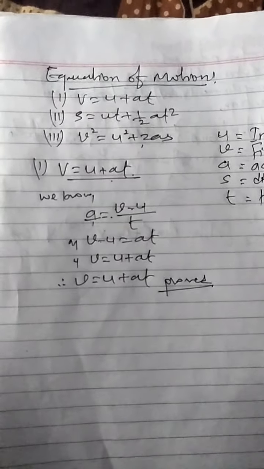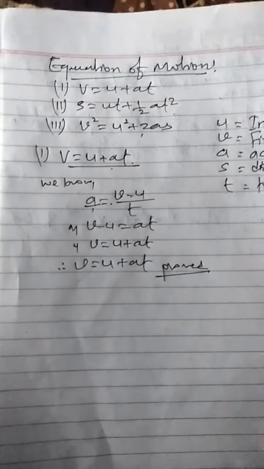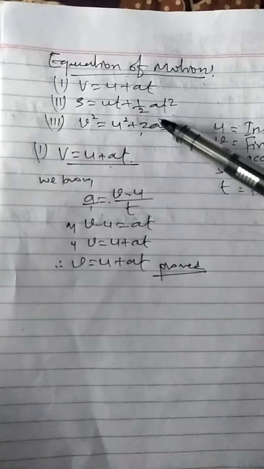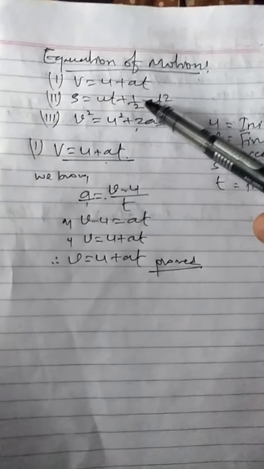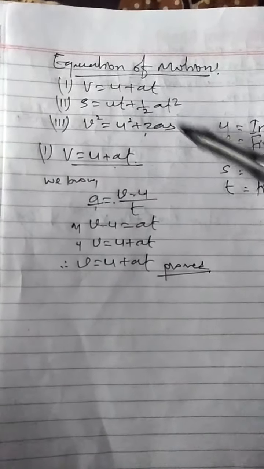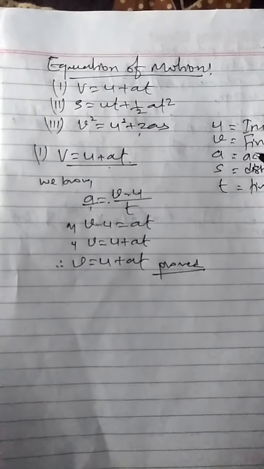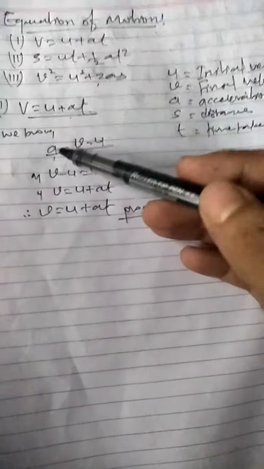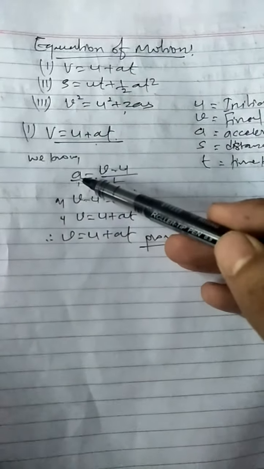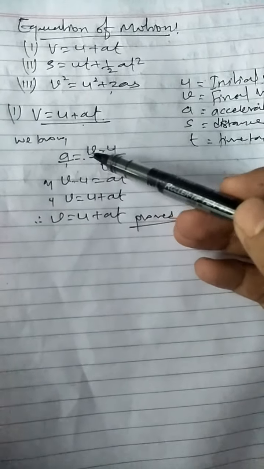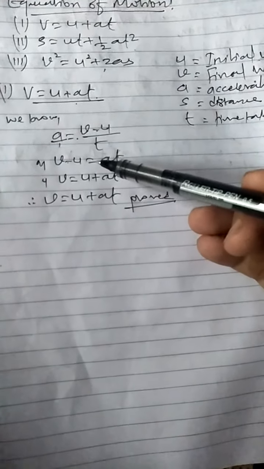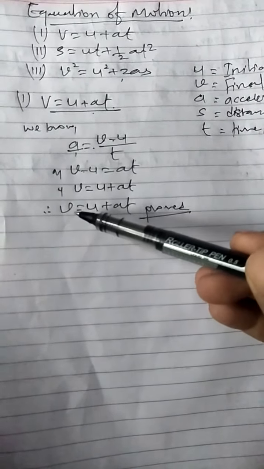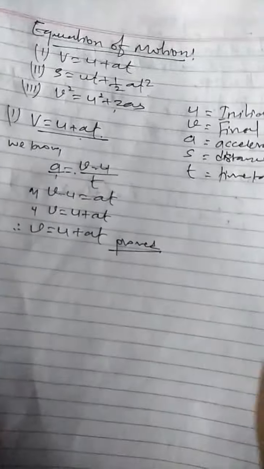So to derive an equation of motion, first of all you have to read the equation, and you have to understand the symbols represented in it. The symbols are the 5 symbols: initial velocity, final velocity, acceleration, distance, and time taken. Then by using the formula for acceleration, the rate of change of velocity, (v - u)/t, you can find the first equation of motion, that is v = u + at.